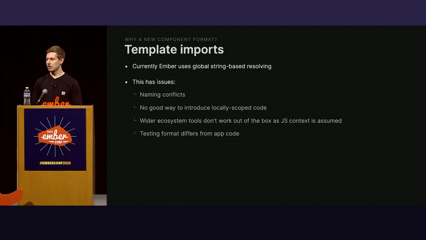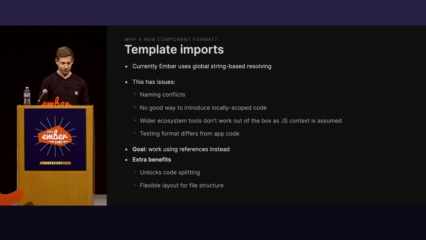These libraries often expect your templates to have the context of JavaScript, which currently is not the case with Glimmer templates. And then finally, the testing setup is also currently completely different from writing actual component code, which, at least to me, was really confusing in the beginning of Ember, that you had this HBS helper in your tests, but it wasn't available in regular components.